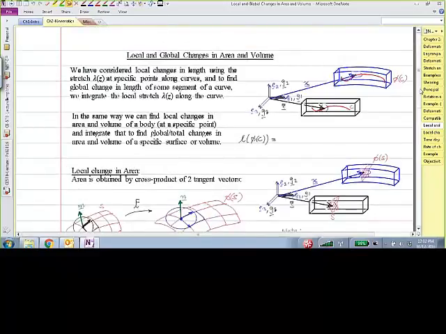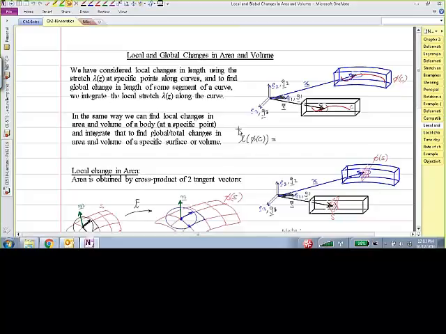the topic of how do you find out local and global changes in areas and volumes. Now, you remember from quiz 2 that we've already done local changes in length of curves, right? So for example, if I gave you an undeformed curve right here, and through the deformation that curve got extended or contracted, we know how to find the undeformed length of the curve. We know how to find the deformed length of the curve.